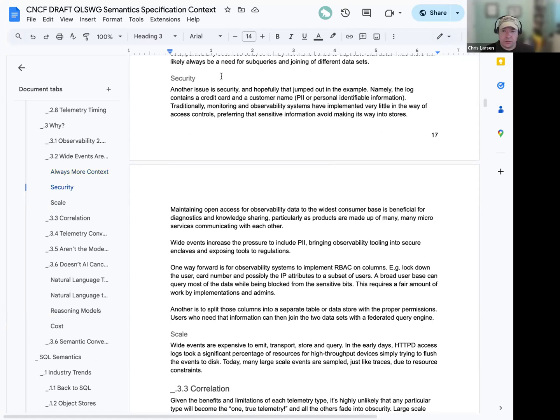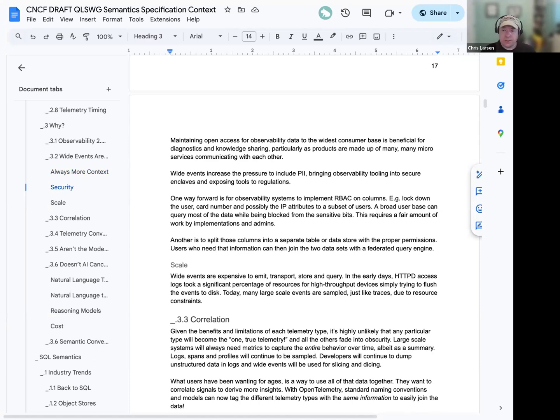Another super important thing around wide events is security. Again, the wider and the more context you push people to add, the more likely it is that they're going to put PII information in there. And so that's going to push observability systems to either support RBAC, authentication and authorization, and fall under all kinds of regulatory compliance like GDPR and SOX compliance, which typically has not been something we've delved into with observability information. Or you have to split that kind of information off into a more secure store and be able to join it later, which leads us to the next section down below.